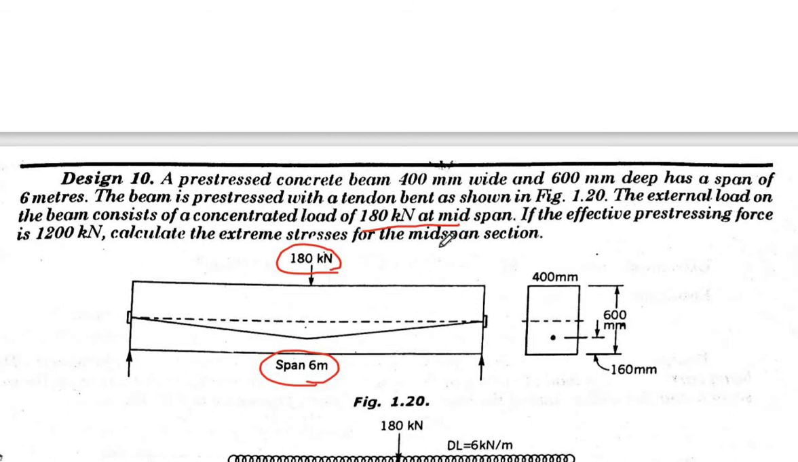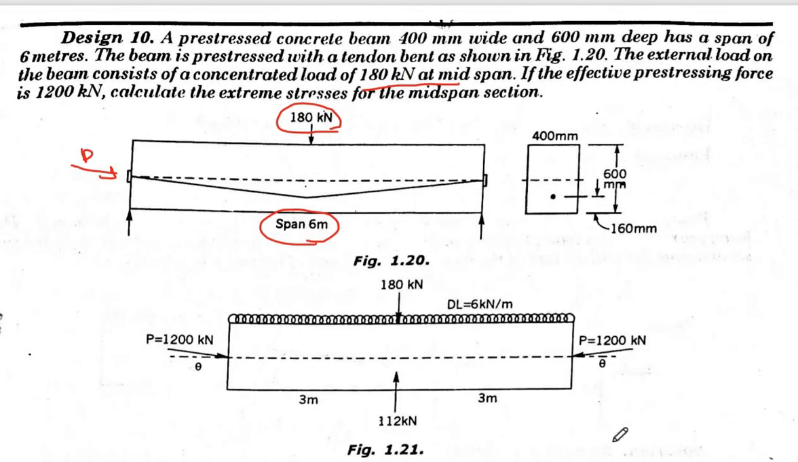This one, if the effective pre-stressing force is 1200 kilonewton, that means this pre-stressing force, how much is it? 1200 kilonewton. So now if we draw the free body diagram, what will happen? This is your UDL, 6 kilonewton per meter given to you here, and we have the pre-stressing force of 1200 kilonewton. Then the upward force is 112 kilonewton. This is 6 meter, so at the center it is 3 meter, 3 meter.